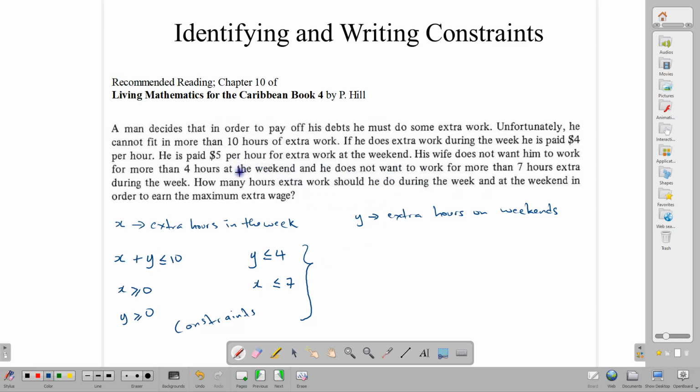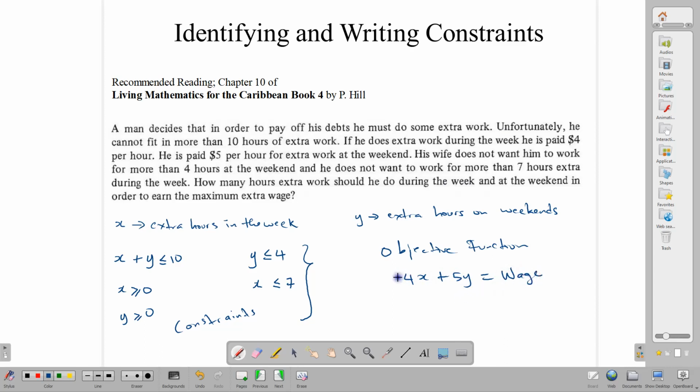The objective function is that thing that we're going to use to maximize, to help him decide what combination of hours he must use to get the most money. So here it says if he does extra work in the week, he's paid $4 per hour, and if he does extra work on the weekend, he's paid $5 per hour. So we can have an objective function here that will simply say 4x plus 5y, and this will be equal to his wage or his salary.